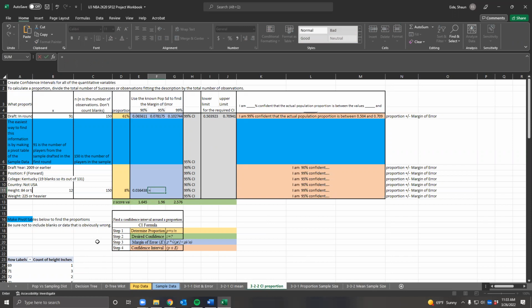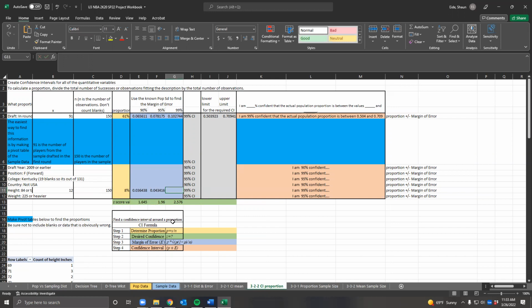margin of error. So we've got the z value multiplied by the square root of the proportion multiplied by, in parentheses, 1 minus the proportion divided by n. Okay. And then, so you'll notice the margin of error percent is, the margin of error is getting bigger.